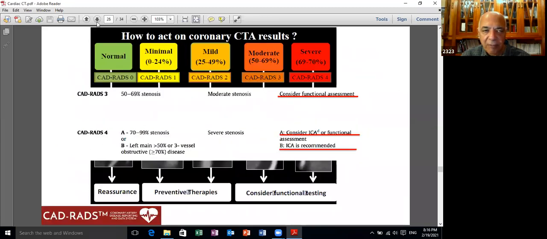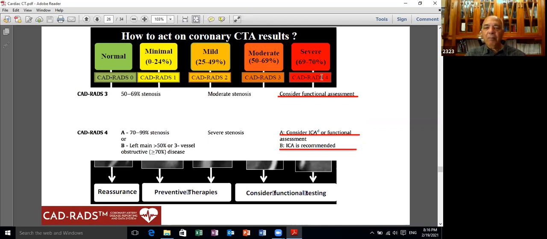And this is very clearly demonstrated in this slide. If you have a stenosis by CT somewhere between 0 and 50%, then all you need is prophylactic therapy. You don't need invasive or non-invasive functional tests. If you have a moderate stenosis between 50 and 70%, then under these circumstances, you should consider a functional test, whether nuclear MPI or exercise treadmill test, as we alluded to before.